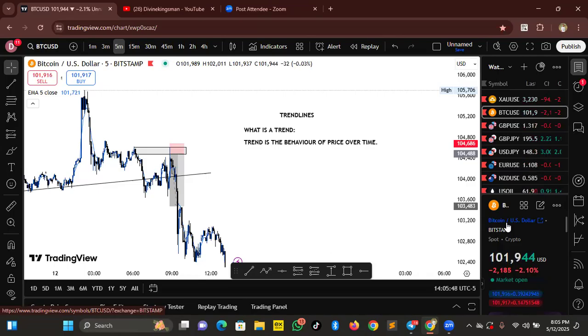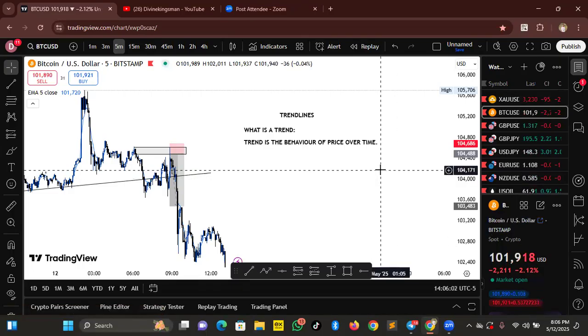Either if it's an uptrend, you're marking out your line. If it's a downtrend, you're marking out your line. So you're marking those lines based on the behavior of price over time.